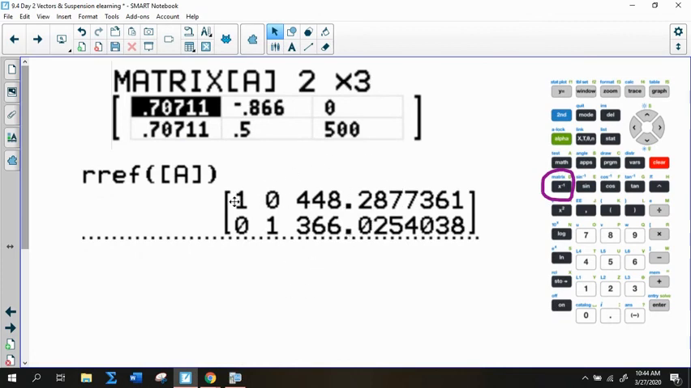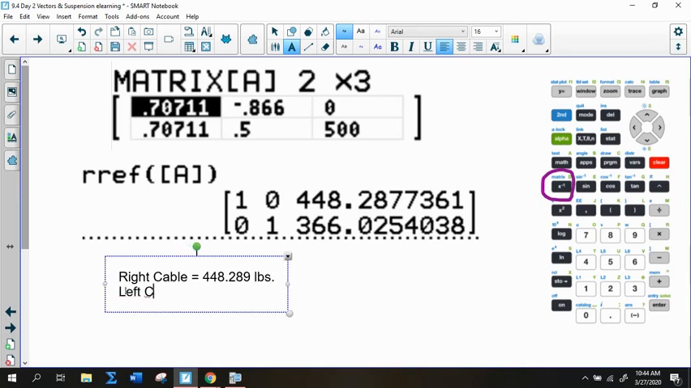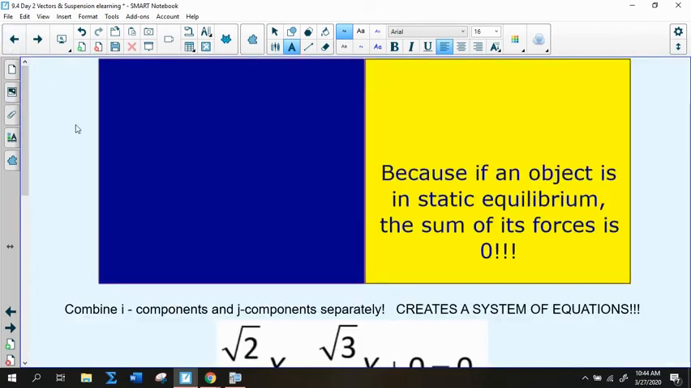So this was your X row. This is what X equals, because this is what your X's were, and this is what Y is, so this is what your Y values are. The X's, I believe, were the right cable. So the right cable has 448.289 pounds of tension, and the left cable has 366.025 pounds.